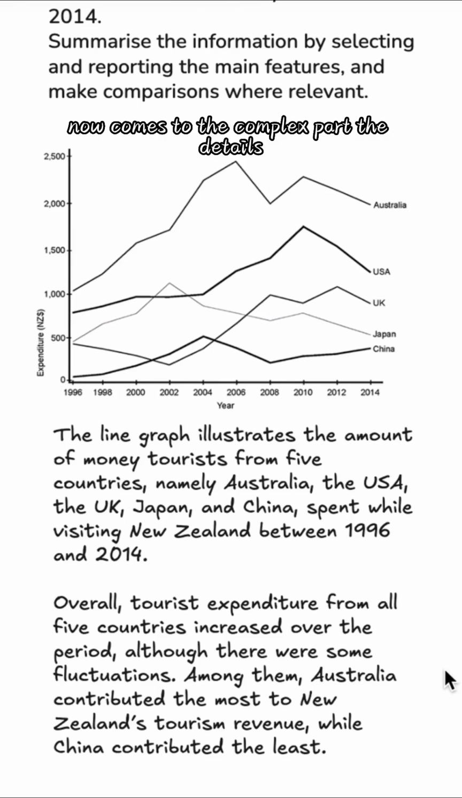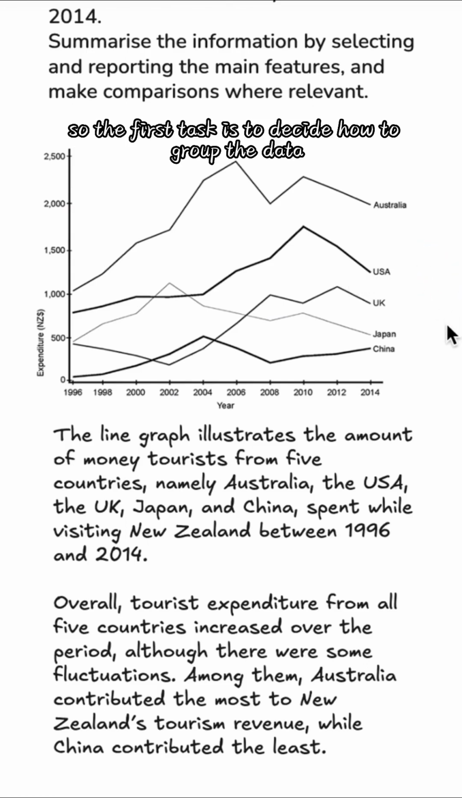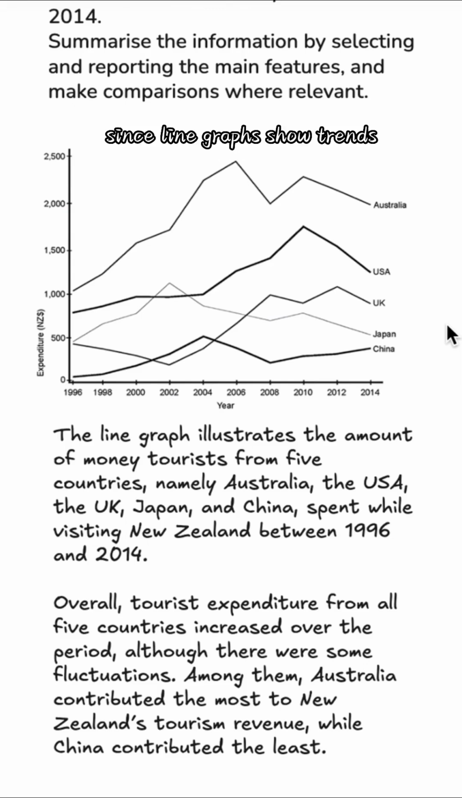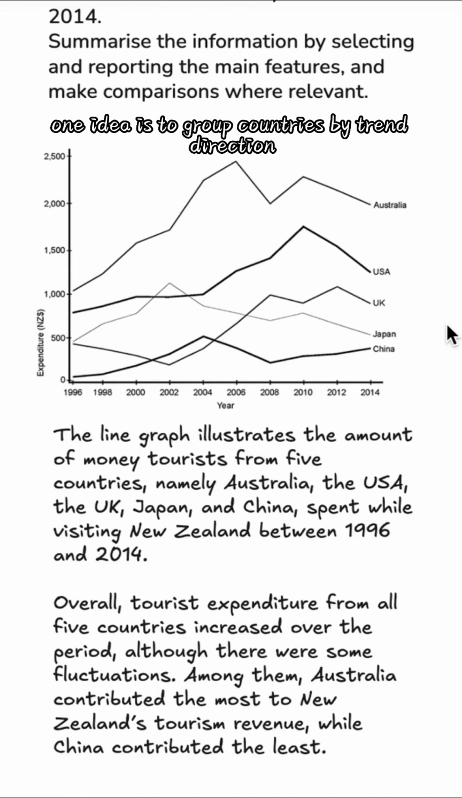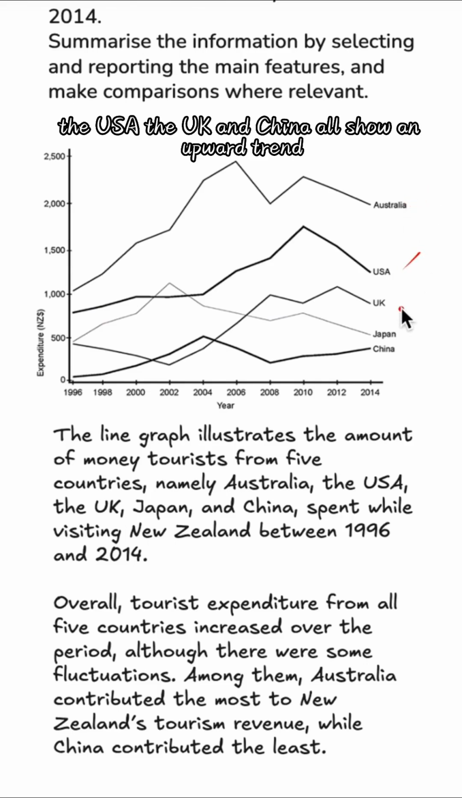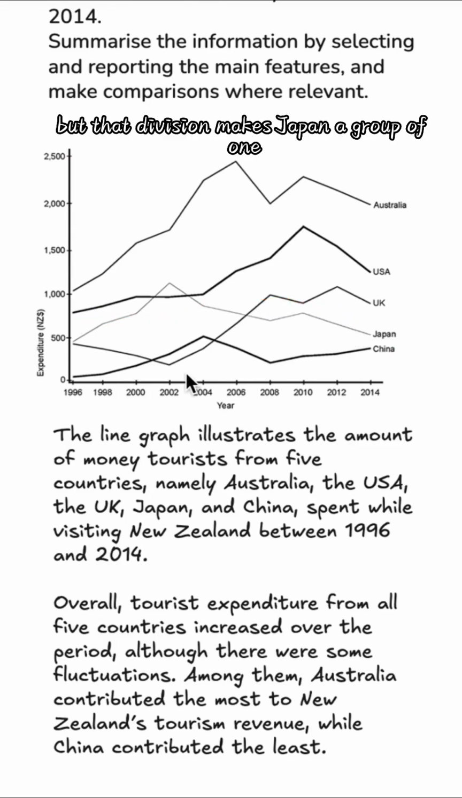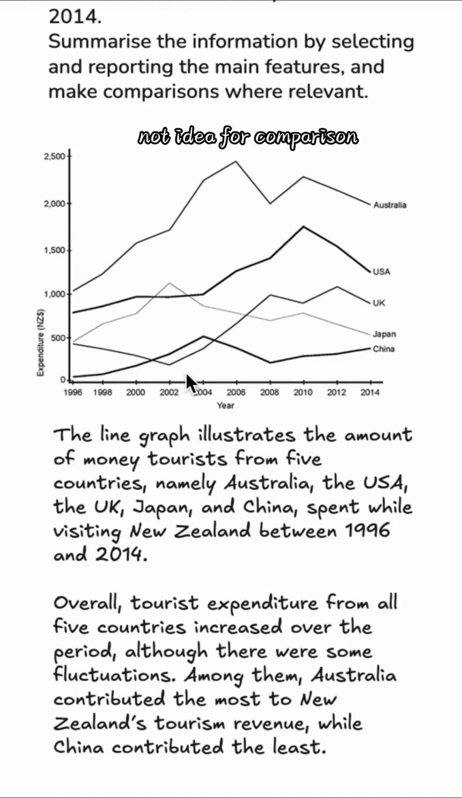Now, comes to the complex part, the details. You should always divide this section into 2 paragraphs. So, the first task is to decide how to group the data. Since line graphs show trends, one idea is to group countries by trend direction. At first glance, Australia, the USA, the UK, and China all show an upward trend, while Japan declines overall. But that division makes Japan a group of 1, not ideal for comparison.